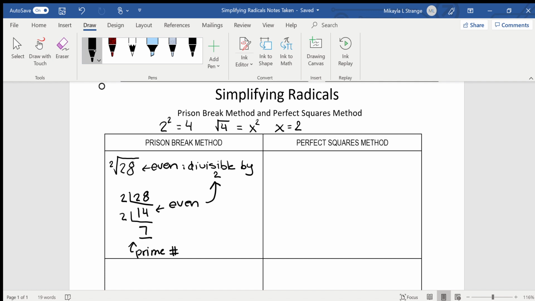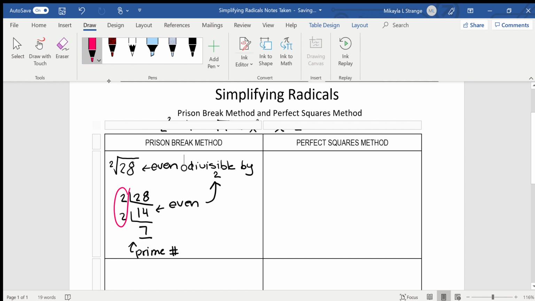But when we're looking at this, like I said, in the prison break method, I need pairs. And if you take a look, I actually have a pair of 2s right here. Oh, that's supposed to be pink. Oh well. There we go. Because of this, these guys get to escape prison together, so I'm left with 2, and prime 7 has to stay in prison. So I'm stuck with 2 square root 7. Not too bad, right? Just dividing by 2 over and over and over.